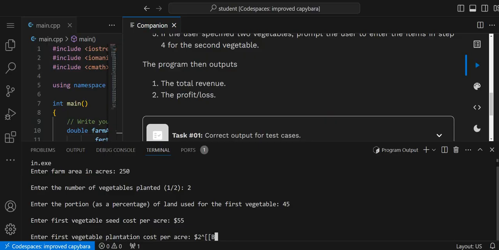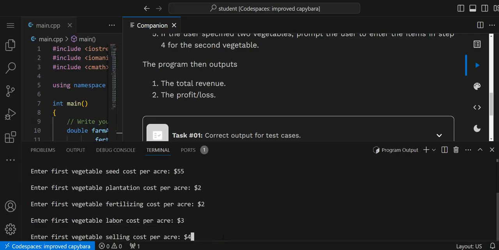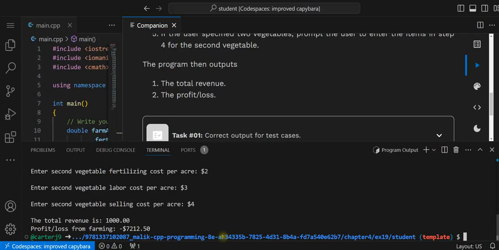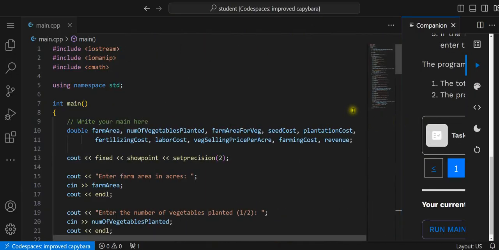Two, 3, 4, 2, 3, 4. Total revenue is $1,000. Profit loss for farming, so because $55 an acre is way too much to be paying for that. But good to say, let's calculate. And let's go to our code and let you look at that.